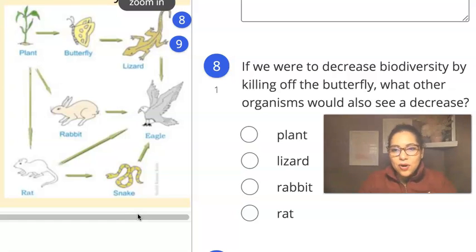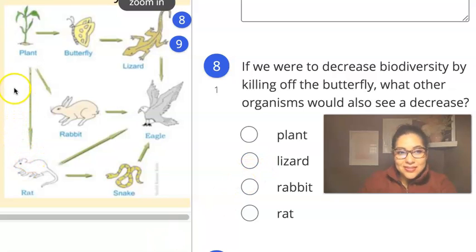But let's look at a more concrete example. Let's say we decreased biodiversity by killing off the butterflies. What other organism will you see a decrease in? And think about the organism that would be most directly impacted by the death of the butterflies. Think about it, pick a response, and then play the video to check if you were on the right track.